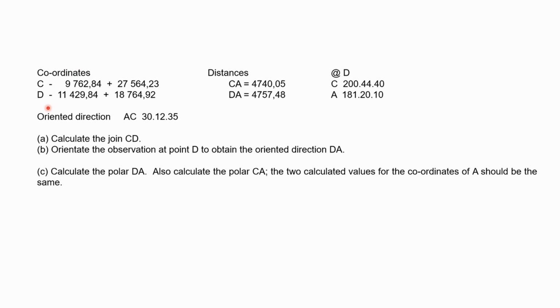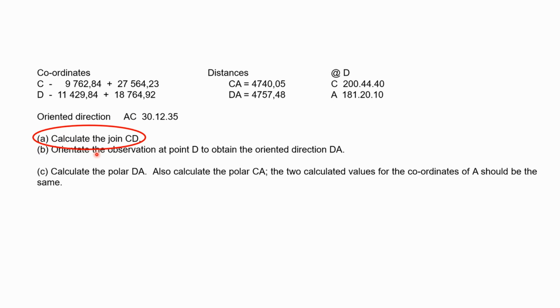Alright, so we look at the information that's been given to us. Firstly, we can see the coordinates of C and D were given to us, as well as the distances of C to A and D to A. Then we also got given observations at station D. These are non-orientated directions, which means they are not final directions from D to C and D to A. So this is very important. We need to correct this if we actually want to use this in any way. And then we have an orientated direction of AC.